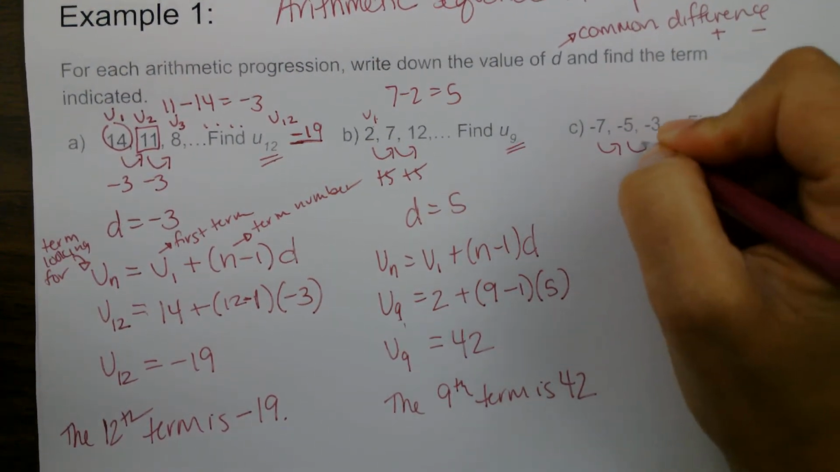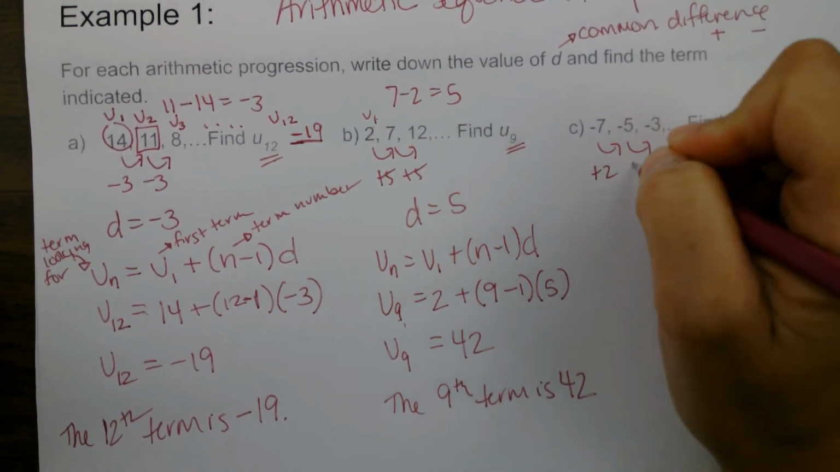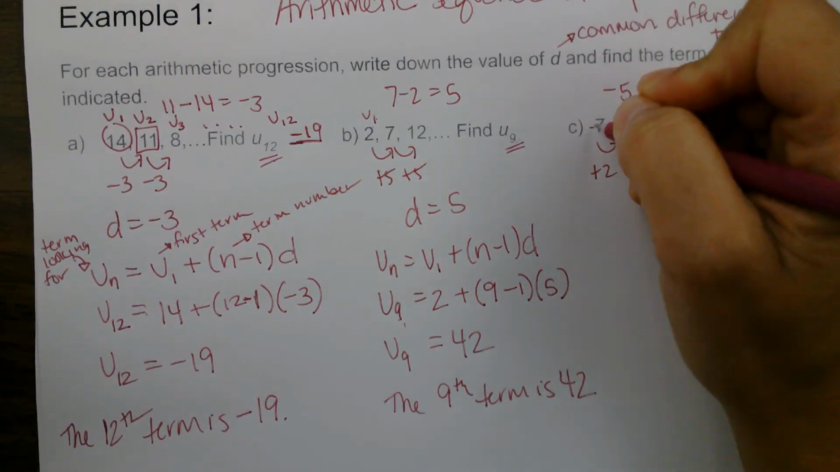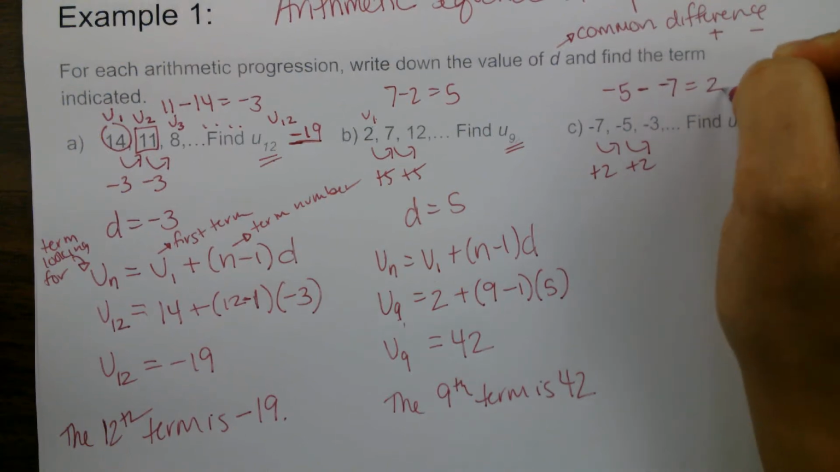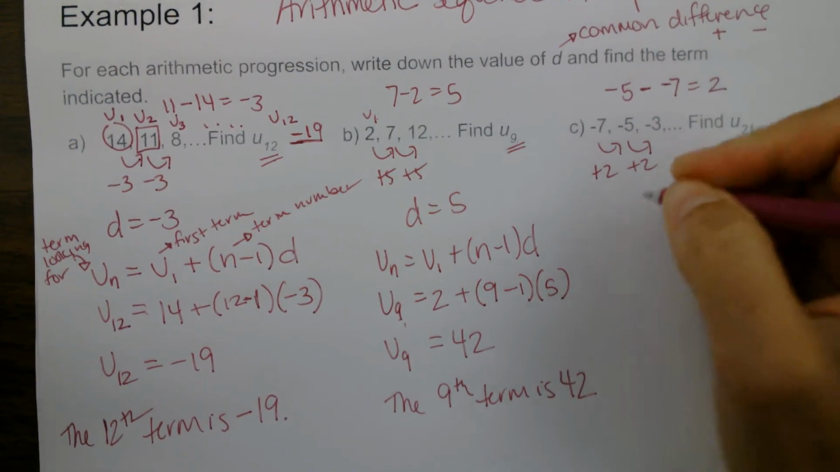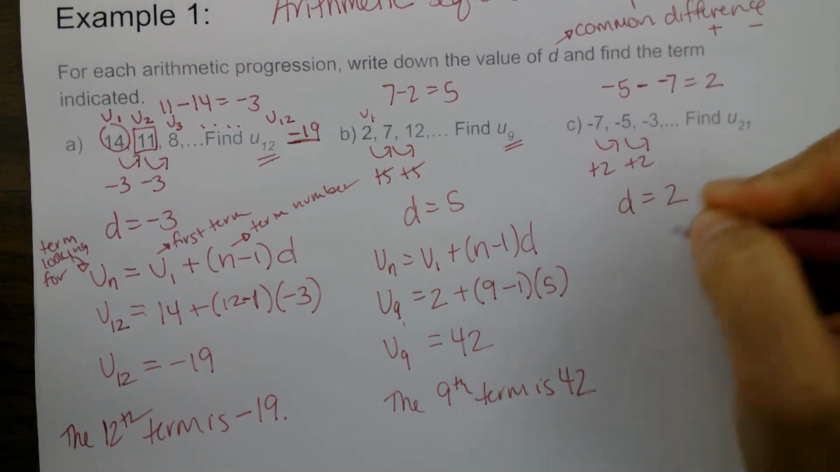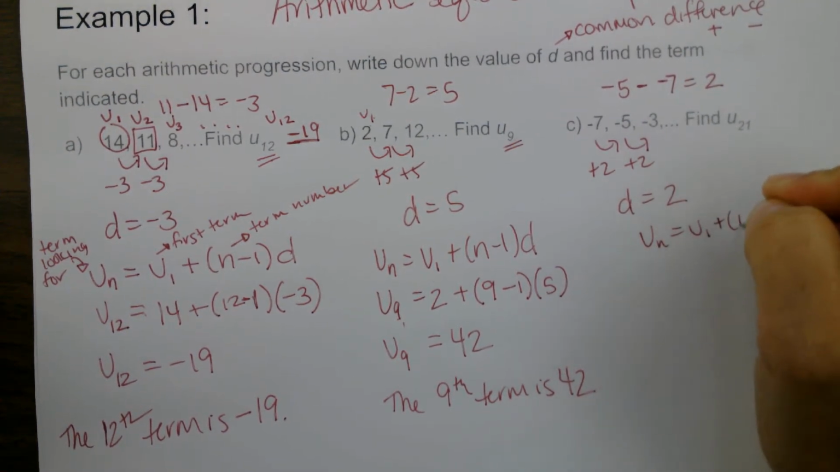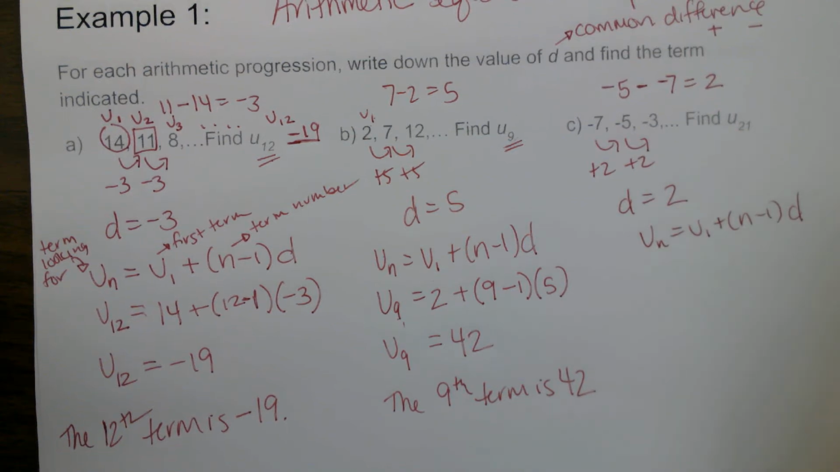Part C, what are we going to be doing here? We're going to be adding 2. Again, you could do negative 5 minus a negative 7. Be careful because that is negative, and so that does give you a positive 2. Common difference is 2. u sub n equals u sub 1 plus n minus 1 times our common difference.